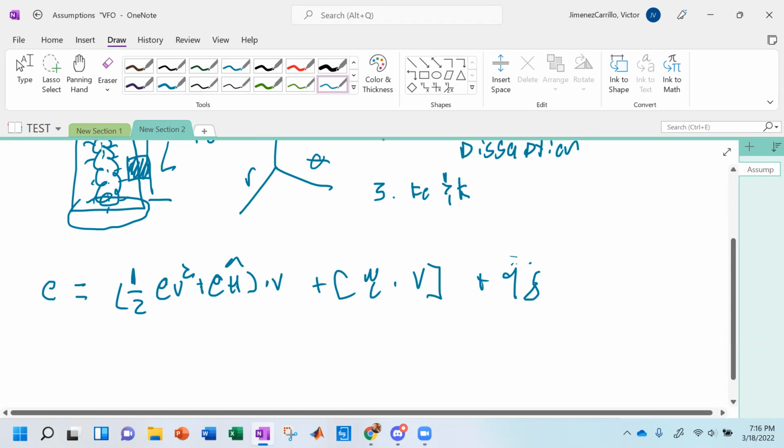So keep in mind, there's no flow. No flow means zero velocity. So what happens to these first two terms? They go away. Zero.